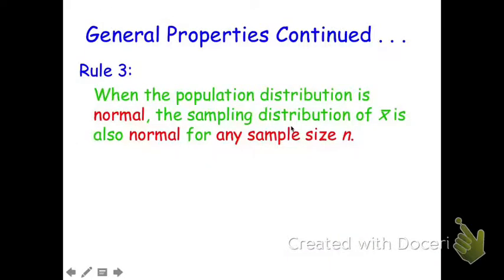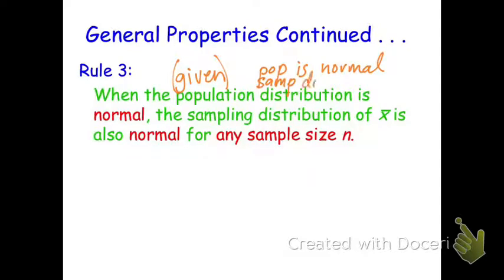So when the population distribution is normal, the sampling distribution is also normal. So one way to tell whether it's normal or not is that it's given to you. And this hardly ever happens, but sometimes it does. So if the population is normal, then the sampling distribution is normal. So that's when it's given to you.